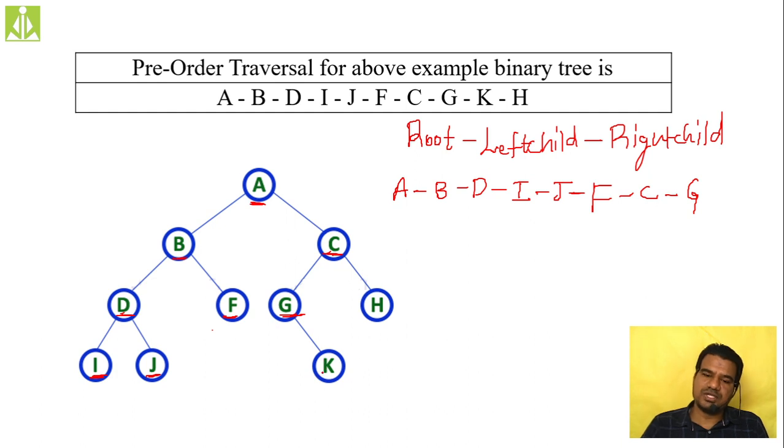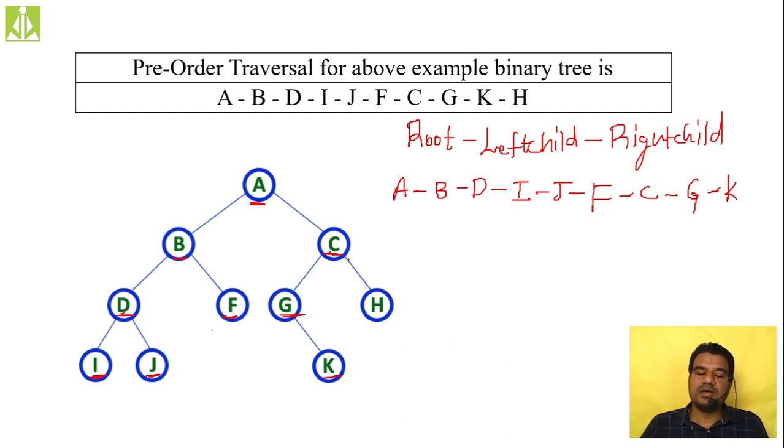K is root, visit K. After visiting K, try to visit left, nothing is there. Try to visit right, nothing is there. Go back. For G, root already visited, left nothing, right already visited. Go back. For C, root already visited, left already visited.